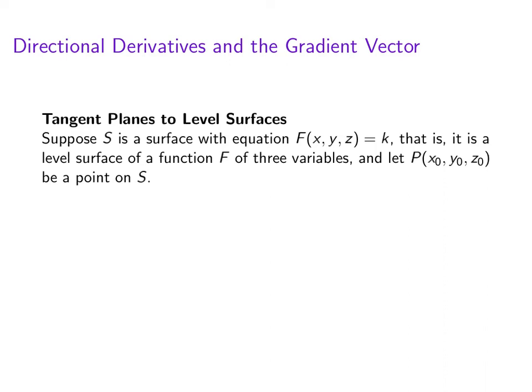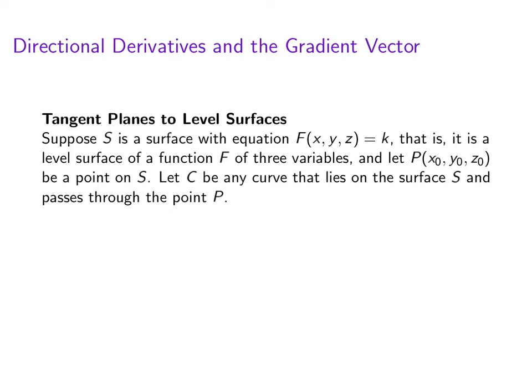Hello, calculus fans. Let's talk about tangent planes to level surfaces. So let's suppose we have a surface with equation f of x, y, z equals k. And the important thing to see here is that we're going to interpret this as a level surface of a function of three variables. And we're going to let P = (x naught, y naught, z naught) be a point on the surface.